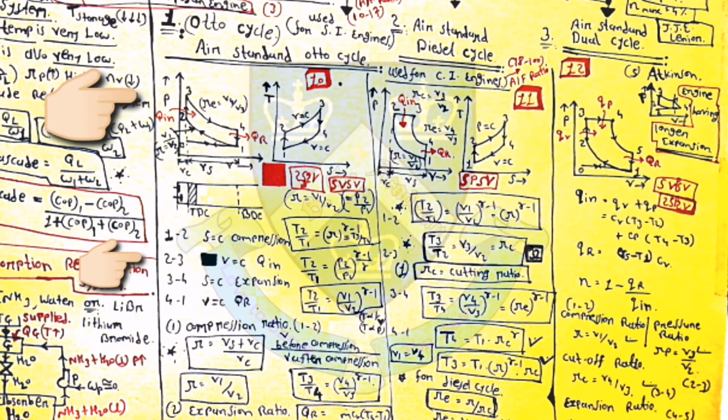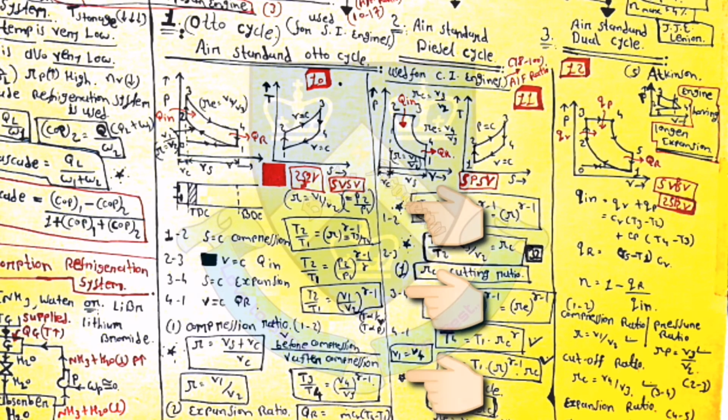The process on which the Otto cycle runs, the first process is from 1 to 2 isentropic compression, then 2 to 3 isochoric heating, then 3 to 4 isentropic expansion, then 4 to 1 isochoric heat rejection. And the equation of compression ratio is equal to Vc plus Vs upon Vc, which is equal to volume before compression divided by volume after compression.